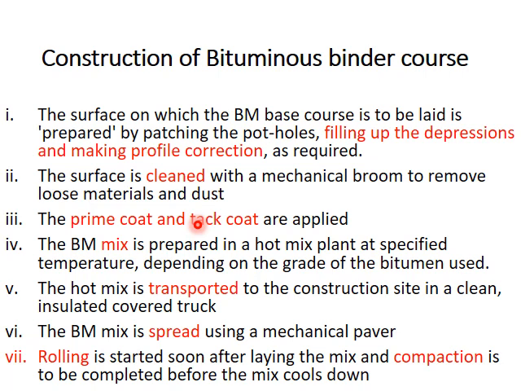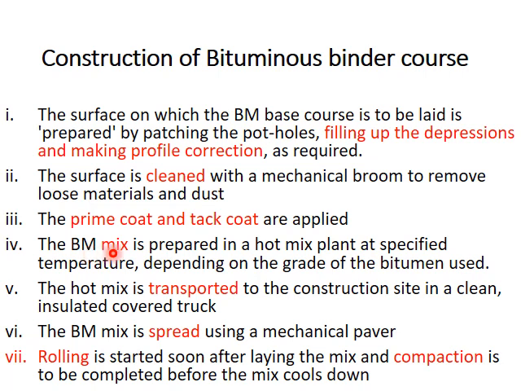The purpose of applying a prime coat or tack coat, that is the purpose of applying bitumen over the base course, is that it will give a good adhesion between the base course and the bituminous binder course, because the bituminous binder course has bituminous content and the base course doesn't have any bitumen content. So between these two layers there needs to be a strong adhesion. For that we provide a bituminous coating. Those coatings are called prime coat and tack coat.